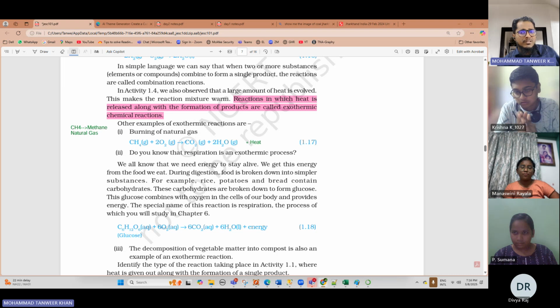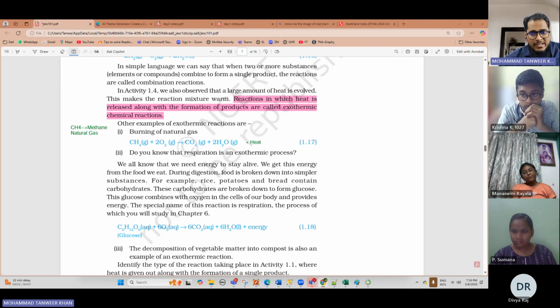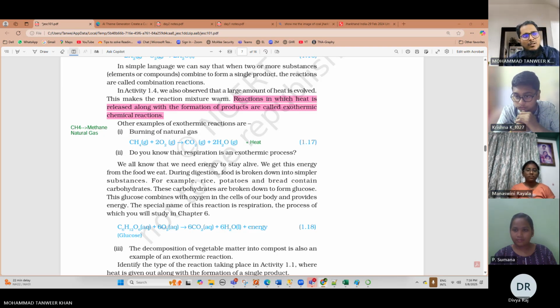CNG is compressed natural gas. This is also used in many electricity generation power plants. We use this to generate electricity. Many geysers and room heaters also work on natural gas or LPG. And in a lot of industries as well, especially glass, cement, and steel manufacturing industries. Hope this is clear. Yes, sir.